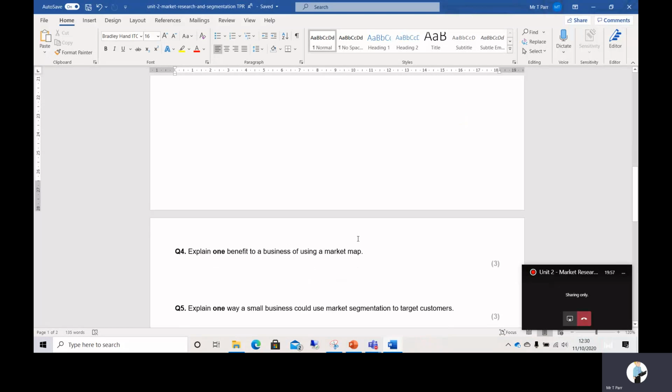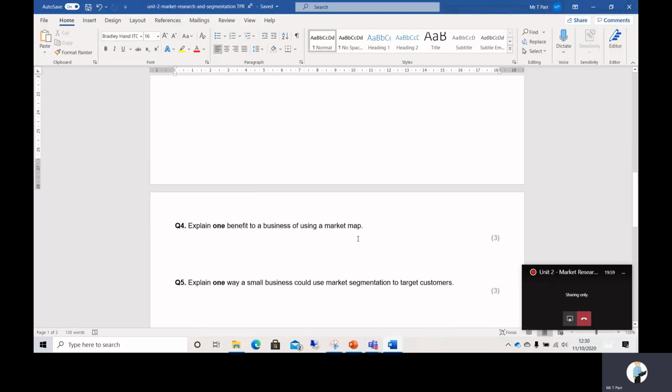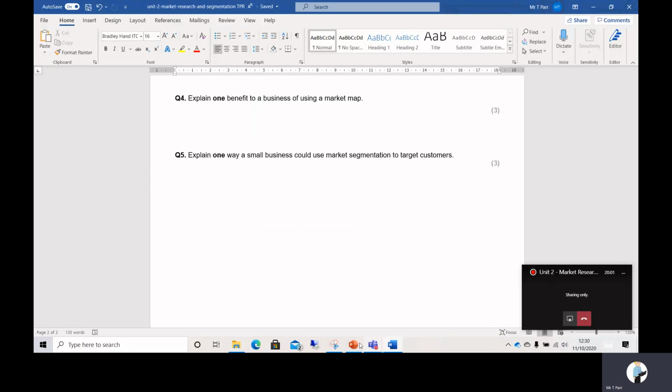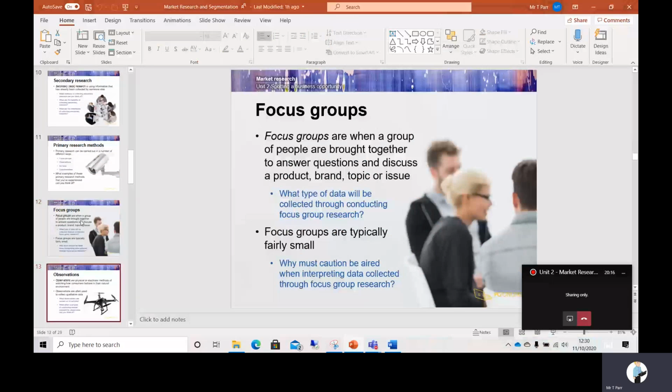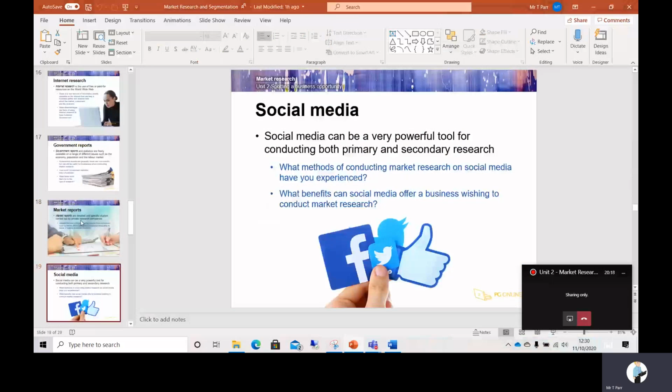We've got another question. Okay, to move on to market mapping and market segmentation. I think market research is pretty straightforward. It's just remembering the different types and the benefits and drawbacks, and showing the understanding in your questions. Okay, so market segmentation. Let's skip ahead.